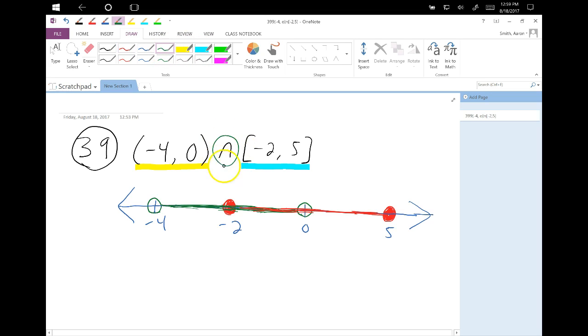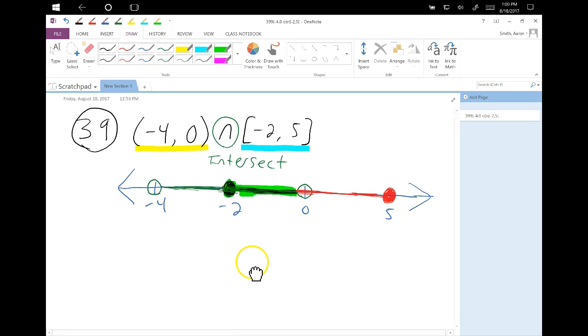Remember this symbol right here is intersect. Remember the intersection is where they overlap. It's all the stuff that's in -4 to 0 and in -2 to 5. So when I look at my graph, the spot where it overlaps is this spot right here. And we take into account that that also includes this, because there's a closed circle at -2, but not 0, because there's an open circle at 0.